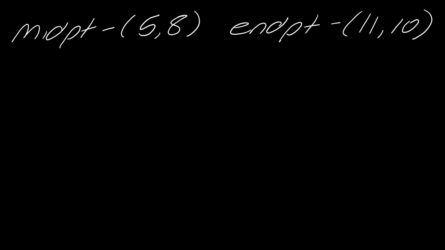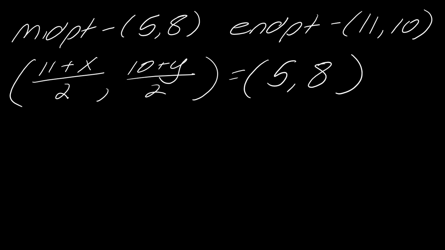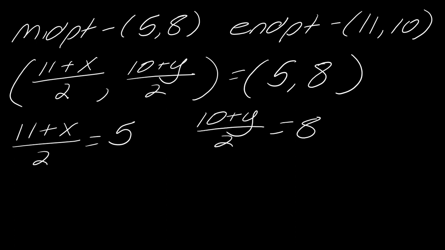Okay, so basically what we're trying to do is I've got the x1 and I'm trying to find the other x. So I know if I divide this part by 2, and then if I take 10 plus whatever that y is and divide by 2, I will get 5, 8, right? So you can see that this is basically like 2 mini math equations, right? So I've got 11 plus x divided by 2, this needs to equal 5. And then I've also got 10 plus y divided by 2, this needs to equal 8.